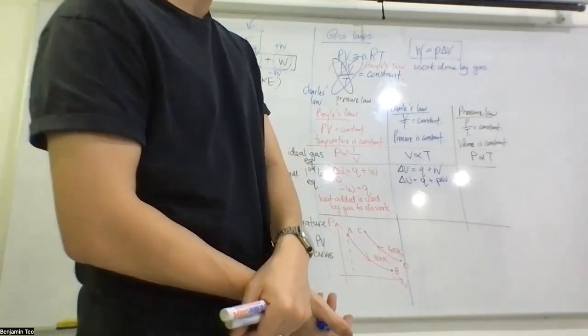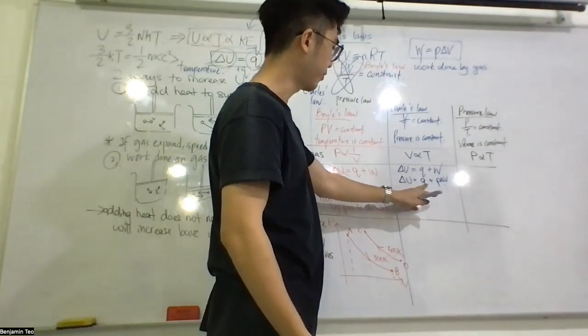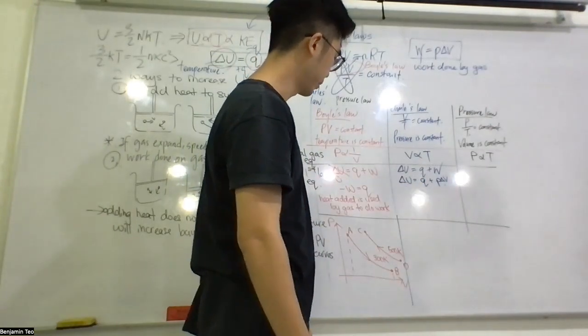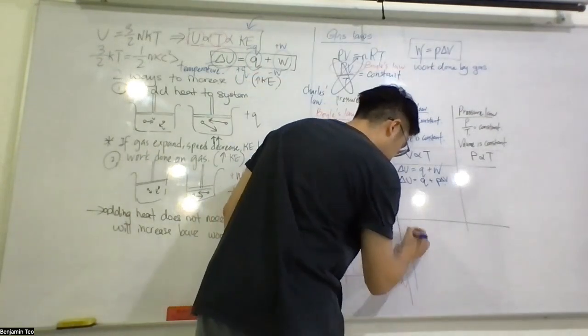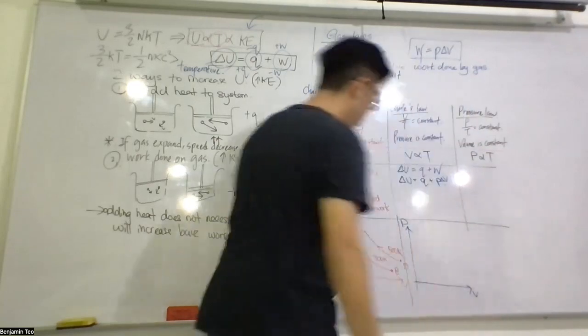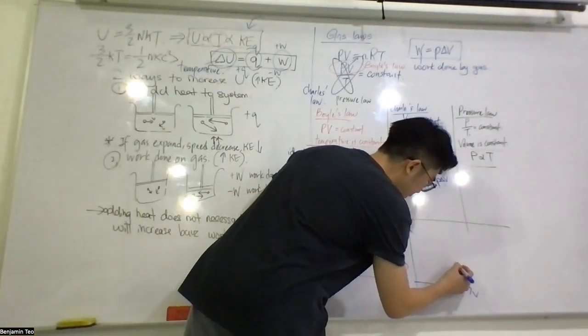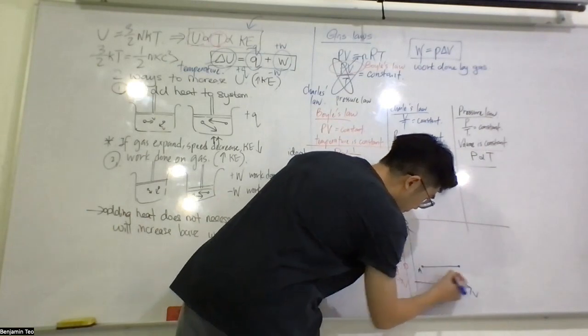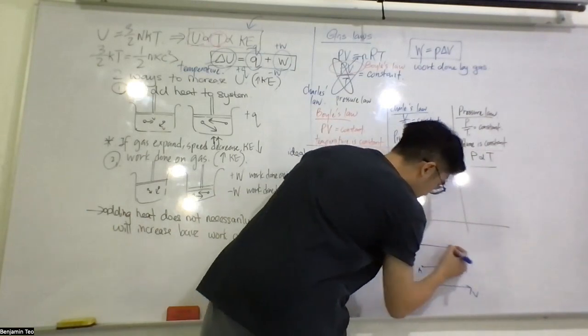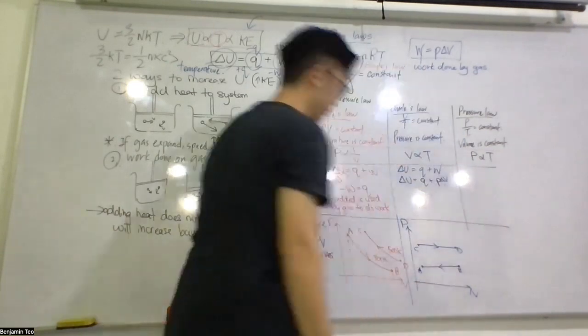Okay, so whether heat is absorbed or released, we don't know. We don't have information on that. We don't have information on this one either. Okay, PV curve. Constant pressure, it will be a straight line. Here, B or C line.